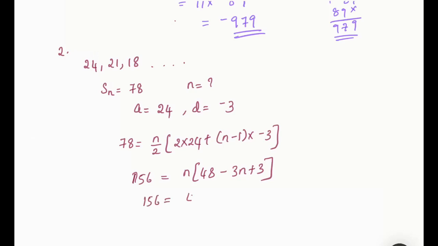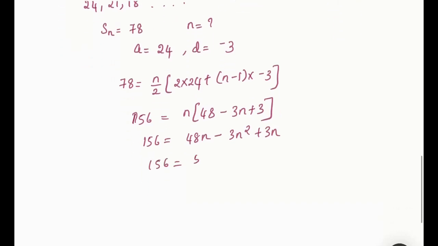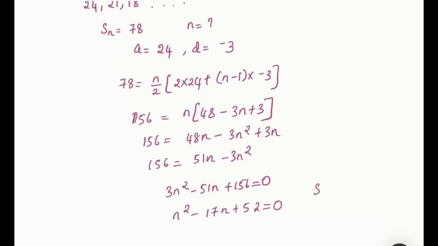156 equals 48n minus 3n square plus 3n. So 156 equals 51n minus 3n square. Taking it this side, you get 3n square minus 51n plus 156 equals 0. Divide the whole thing by 3. What do you get? n square minus 17n plus 52 equals 0, since 156 divided by 3 gives 52. So the sum is minus 17 and the product is 52.